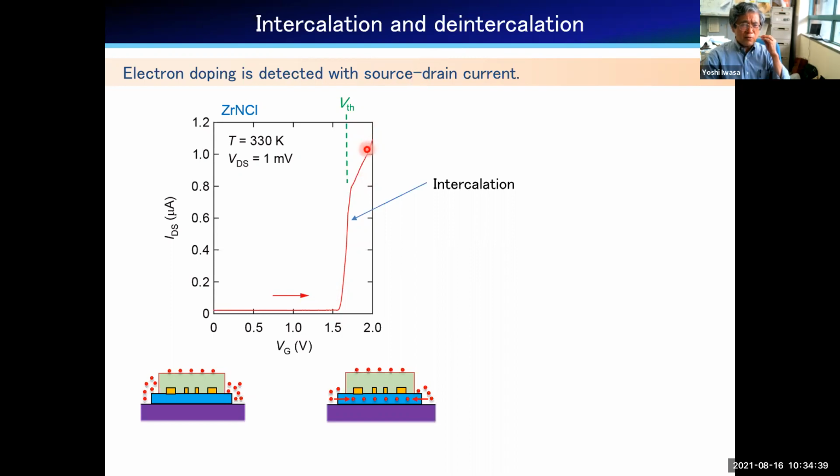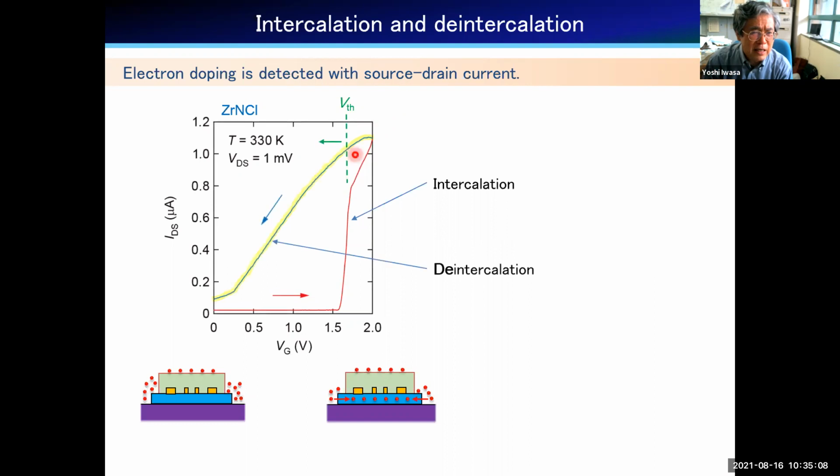But we are also very much interested in approaching the low carrier density limit. In this intercalation process, the change is very sudden, so it's really difficult to catch the very low carrier density region. But my student, Yuji Nakagawa, realized that the deintercalation process, the reverse process, occurs relatively gradually. With this, he realized that we are able to capture the low carrier density regions.